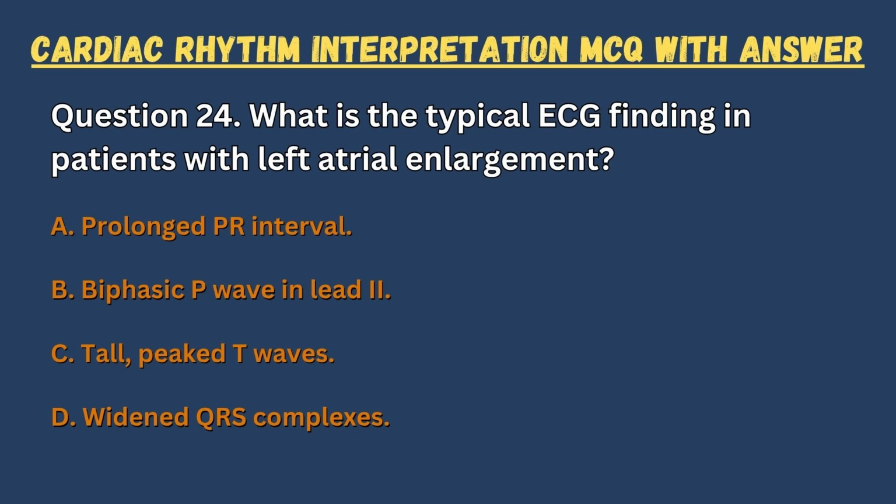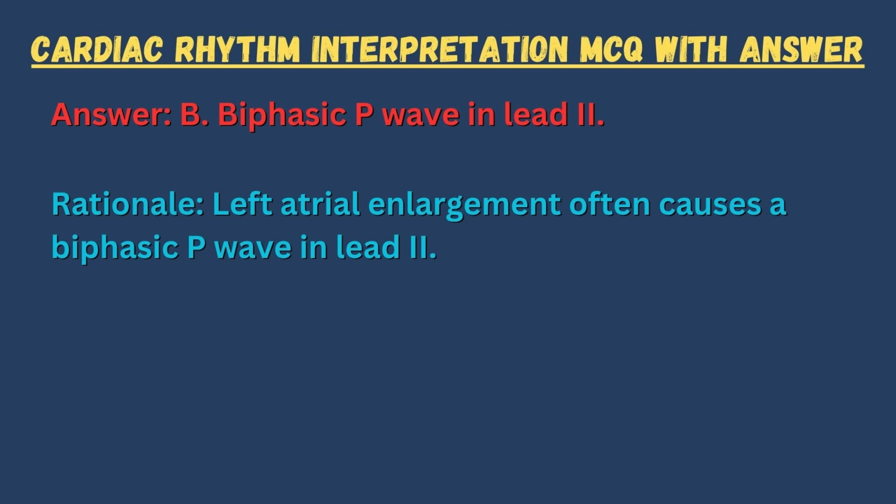A. Prolonged PR interval. B. Biphasic P wave in lead 2. C. Tall peaked T waves. D. Widened QRS complexes. Answer: B. Biphasic P wave in lead 2. Rationale: left atrial enlargement often causes a biphasic P wave in lead 2.